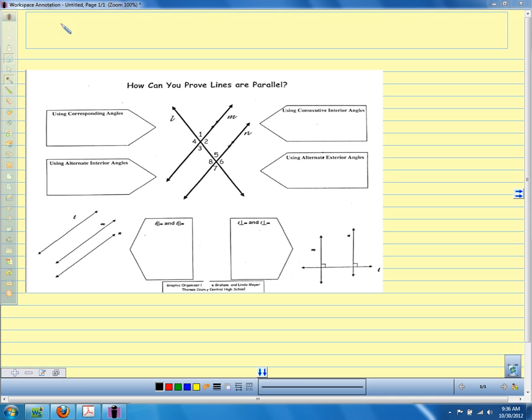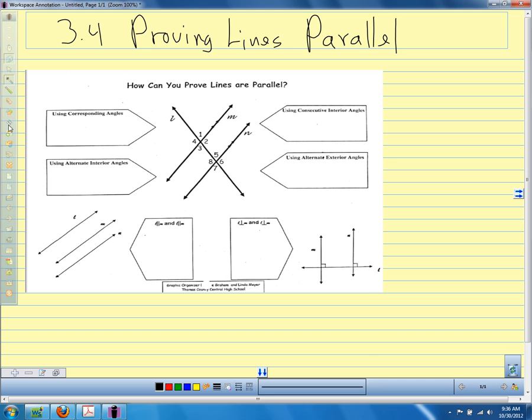This is section 3.4, and we're talking about how we prove that lines are parallel. On the other side of the graphic organizer, all of the information was: if we know that the lines are parallel, what do we know about the angles? Today we don't know, to start with, that the lines are parallel. How can we prove that they are? That's the point of today. If we don't know the lines are parallel, how do we prove that they are?